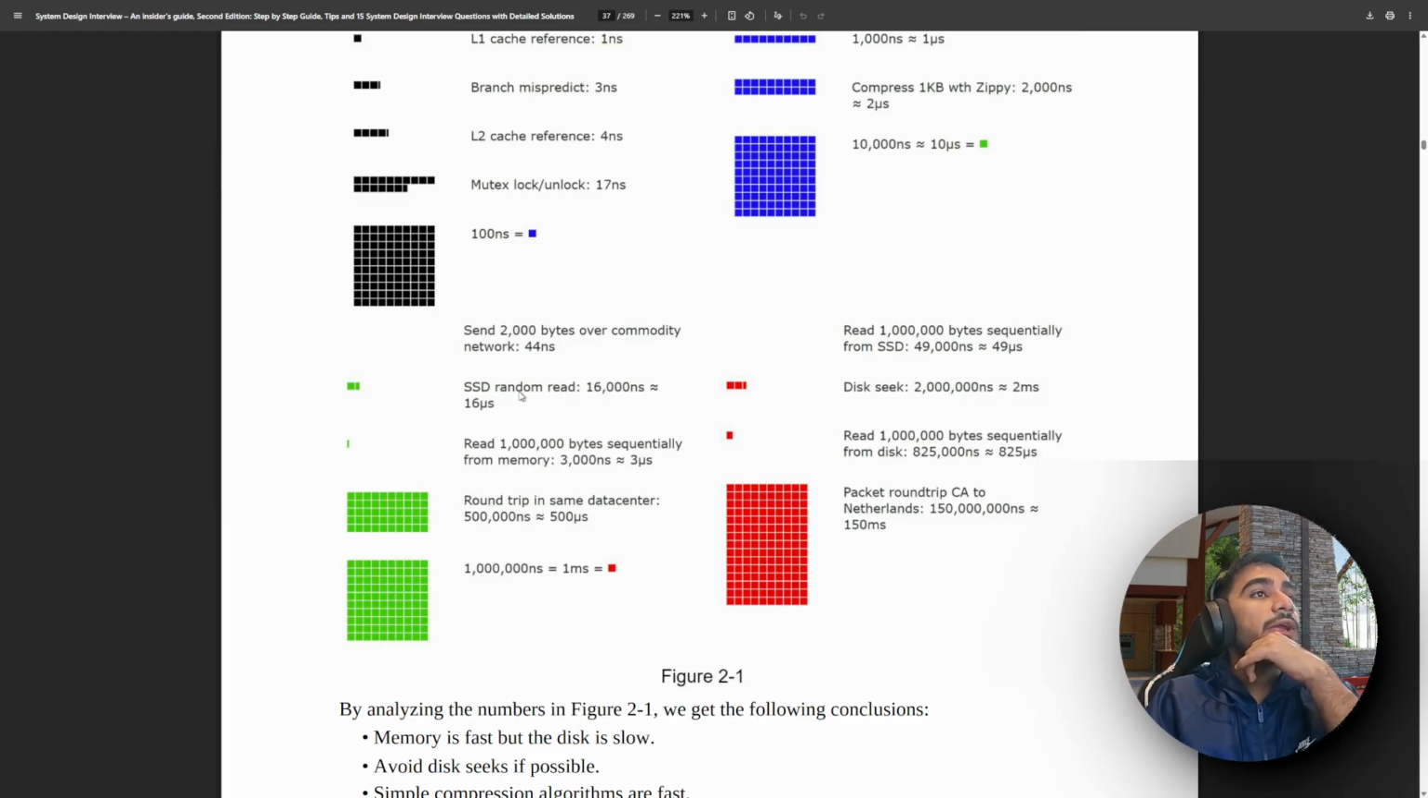And then SSD random read is 16,000 nanoseconds or 16 microseconds. Reading 1 million bytes sequentially, 1 MB from memory, is about 3 microseconds, which is this, three-tenths of this green block. Round trip in the same data center is 500. God, that's a lot. 100, 200, 300, 400, 500. Okay. Perfect.